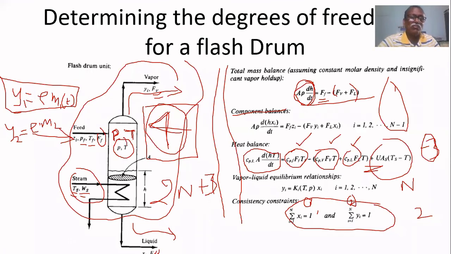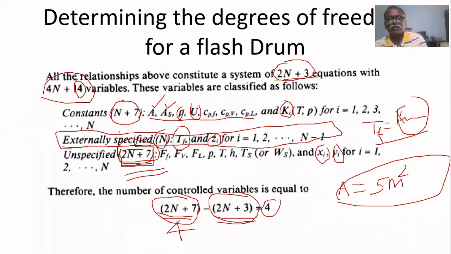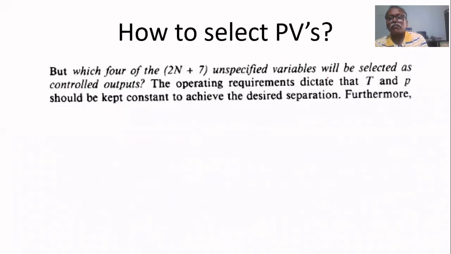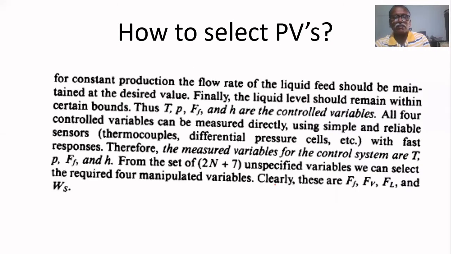So out of 4, we know that 2 are T and P; how to select the other 2, we'll discuss. The two variables we must control are T and P. It is to achieve the desired separation, because at pressure P, the temperature must be right to separate the top and bottom product.